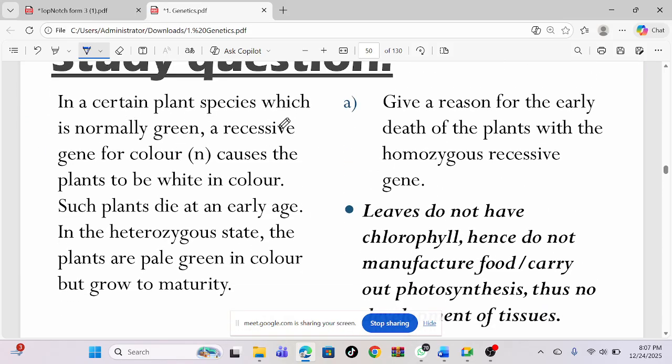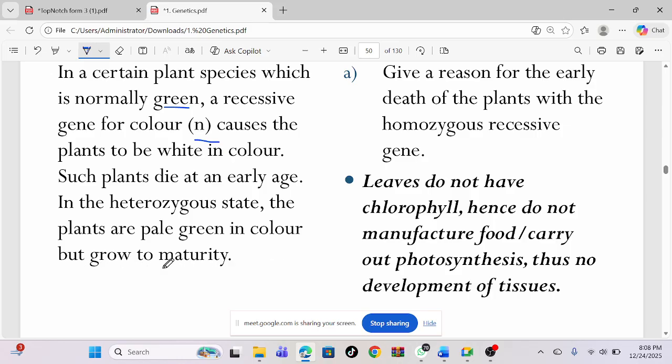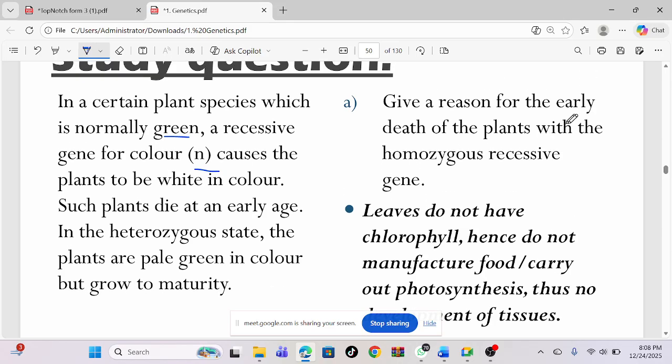Another easy one. A certain plant species which is normally green. The plant species that is normally green, a recessive gene for color N causes the plant to be white in color. A recessive gene is a gene that does not express itself. It does not show itself. So this causes the plant to be white in color. Such plants die at an early stage. In the heterozygous state, the plants are pale green in color but grow to maturity. Give a reason for the early death of the plant with the homozygous recessive.